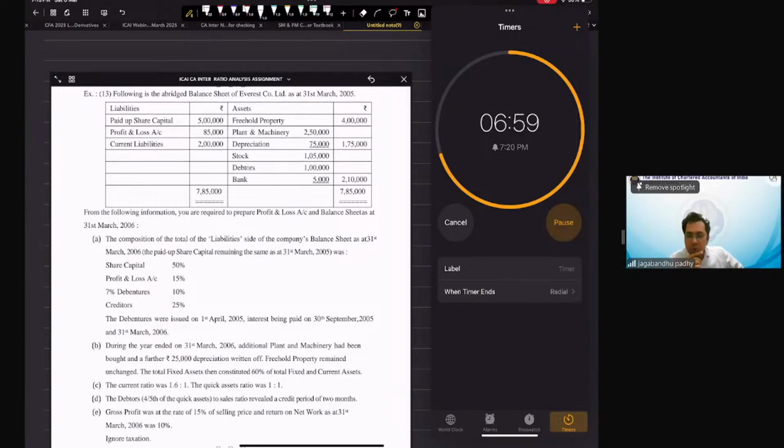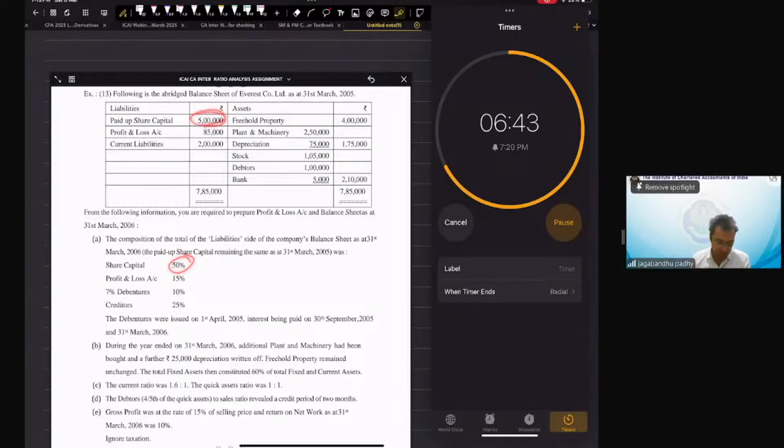What should be taken as total liabilities? Total liabilities will be same these items. Share capital is 50%, right? So there is no change in the paid up share capital. It is going to be 50% of the total capital. 5 lakh is 50% of total capital. Of course, total capital is 10 lakh, right?